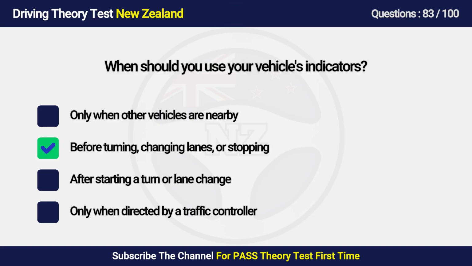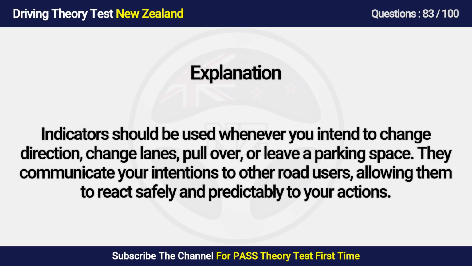Answer is B. Before turning, changing lanes or stopping. Indicators should be used whenever you intend to change direction, change lanes, pull over, or leave a parking space. They communicate your intentions to other road users, allowing them to react safely and predictably to your actions.